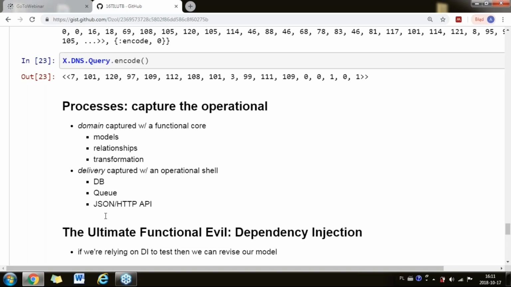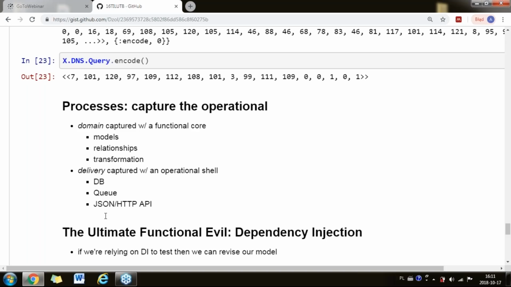And then, of course, we have operational concerns like servicing an HTTP request, talking to a database, maybe talking to a queue. All of these things really are an operational domain, and a process, when you think about it, is meant to exercise that domain and deliver the operational aspects, right? So if your domain captures your business logic, it really captures value, right? Then the operational shell that is your process is meant to take that value and deliver it to your user, whatever that might mean.